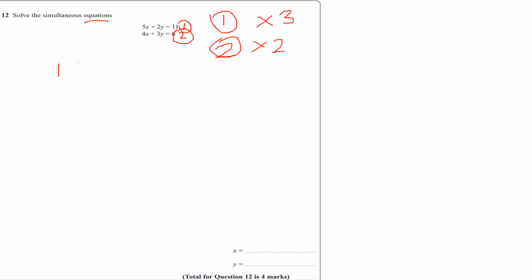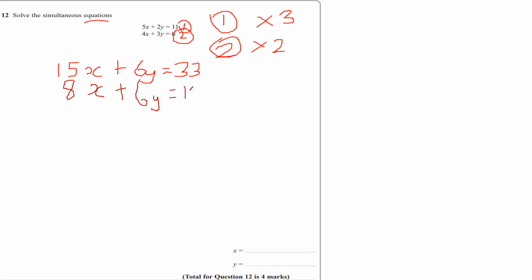So I'm going to have 15x plus 6y is equal to 33. So I'll multiply everything by 3 in the first equation, and I'll label that as equation number 3. Let's just label that at the end. And the second equation, I'm going to multiply everything by 2. So I'm going to have 8x plus 6y is equal to 12.